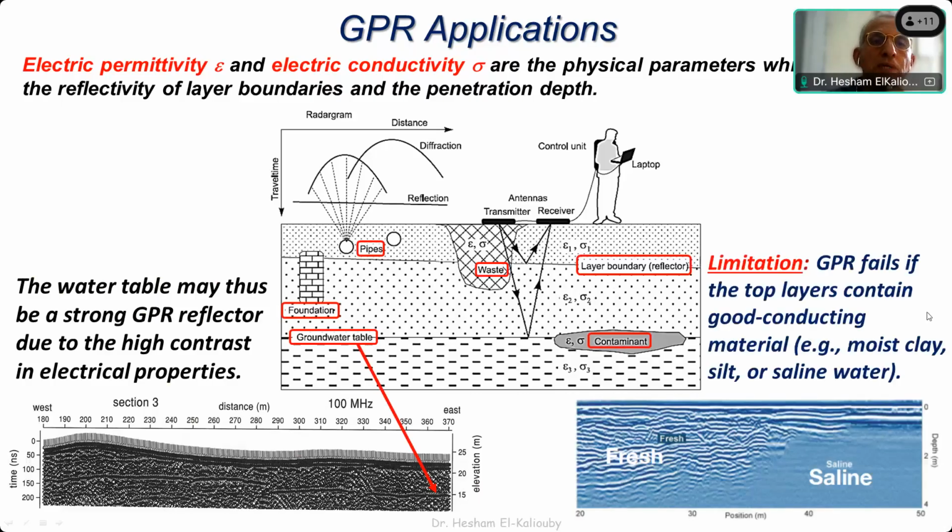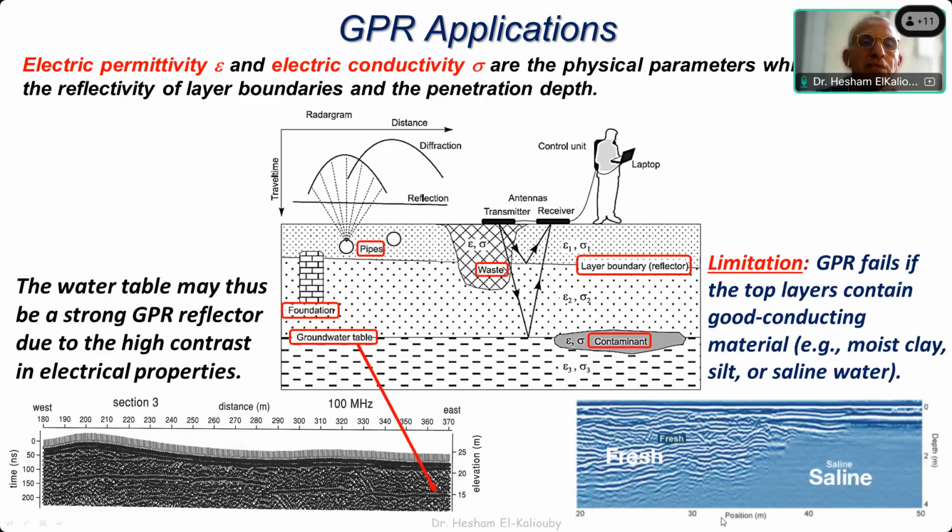A limitation of GPR, as I said, is that when you have saline water, it doesn't go very deep, but sometimes it could be useful to discriminate between fresh and saline water, like in a coastal area. In saline water, the GPR signal just attenuates, while in fresh water it can go quite deep.